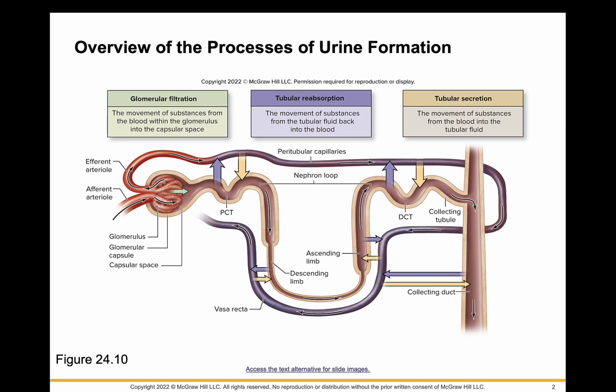So the first process is glomerular filtration, and this actually happens within the glomerulus itself. So we are talking about the movement of substances from the blood within the glomerulus into the capsular space. Tubular reabsorption, this is the movement of substances from the tubular fluid back into the blood. Tubular secretion is the movement of substances from the blood into the tubular fluid. It is really important that you understand these processes because they overall result in what the kidneys actually do in the role of maintaining homeostasis.